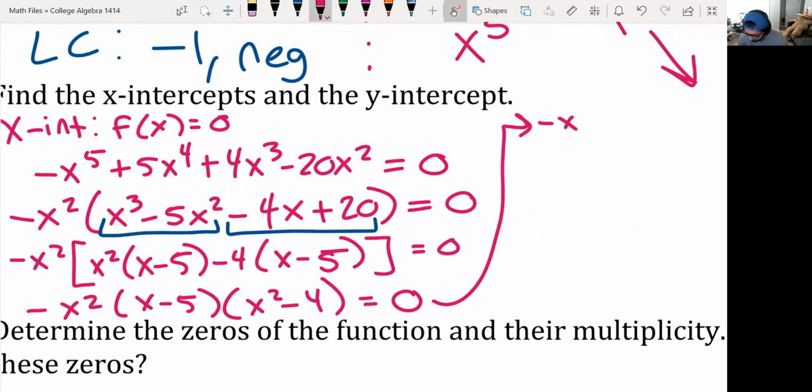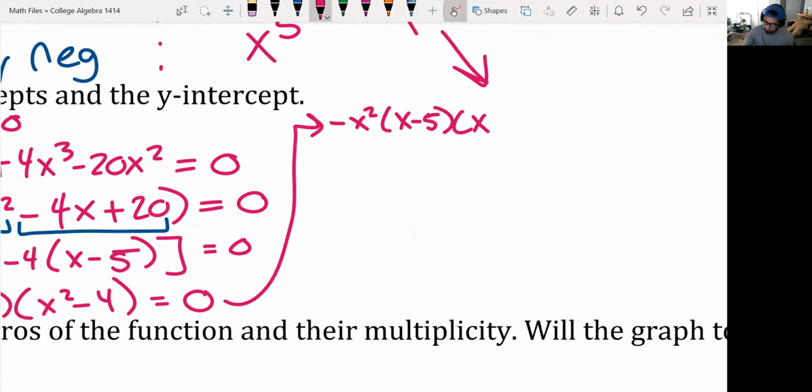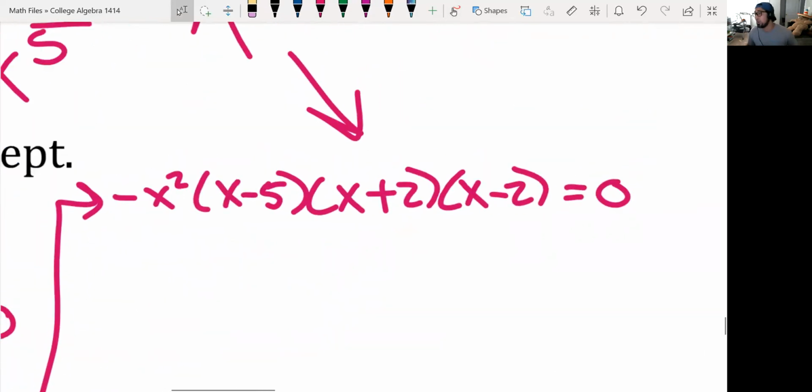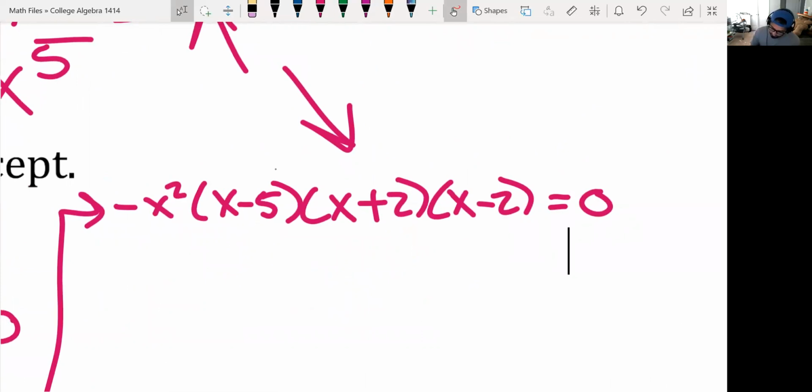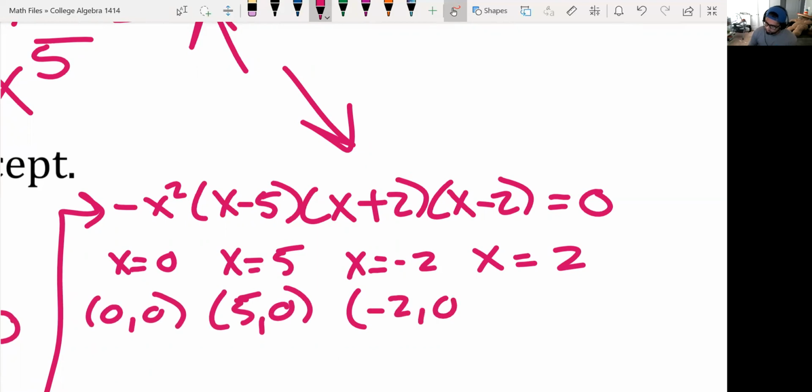as negative x squared times x minus 5 times x plus 2, x minus 2 equal to 0. And from here, you can get our x-intercepts as 0, 5, -2, and 2. So (0, 0), (5, 0), (-2, 0), and (2, 0). Done.